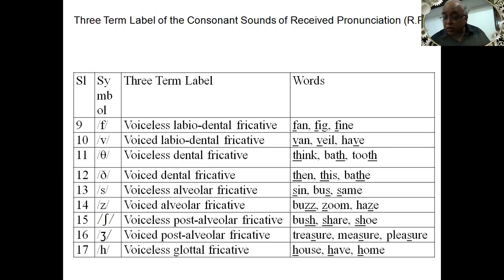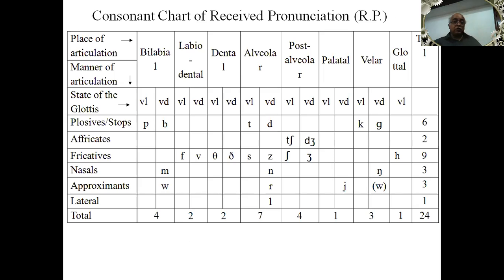So we'll do the rest and the other things in the other class. So what we have seen is, we have seen 6 plosives, p, b, t, d, k, and g. We have seen 2 affricates, ch and j. We have seen 9 fricatives, fa, va, tha, the, sa, z, sh, j, and ha.